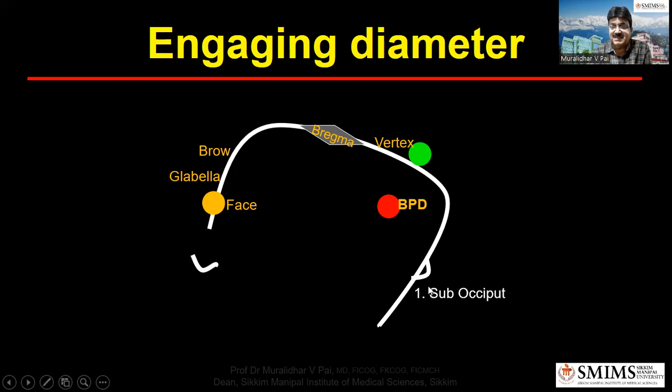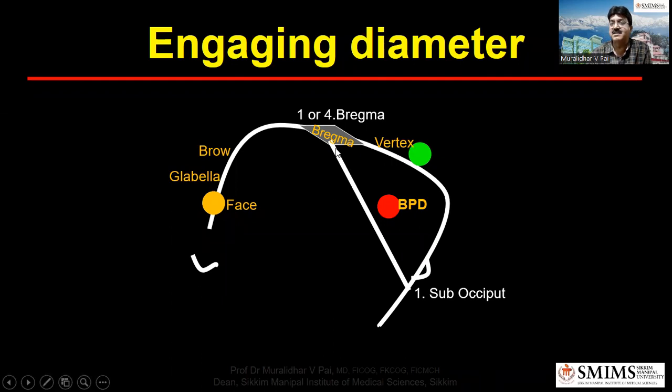I start from subocciput, from here, and I end with bregma. So this is number one. This is also number one. Why I have written this 4, you will realize later. So from 1 to 1, if I draw a line, this is called suboccipito-bregmatic. And what is there in between is vertex. So in vertex presentation, the engaging diameter is suboccipito-bregmatic.